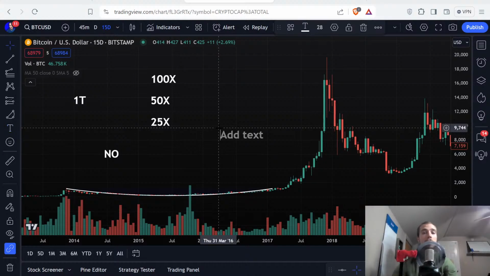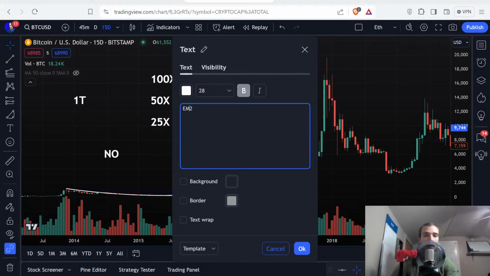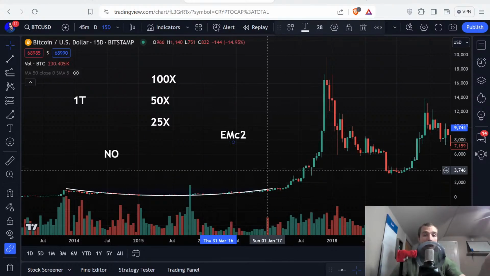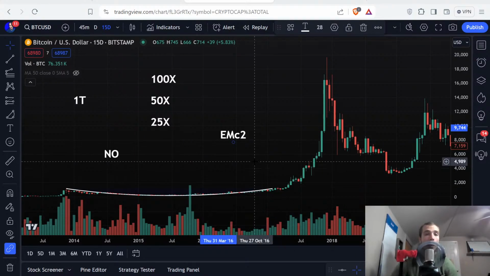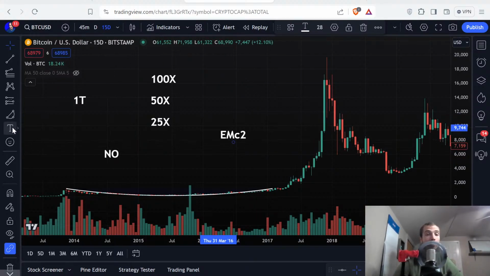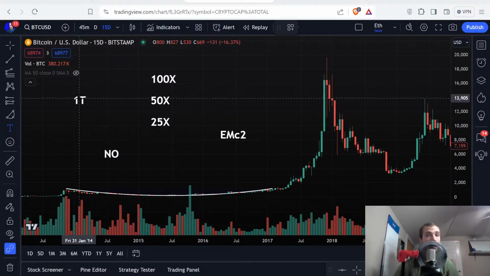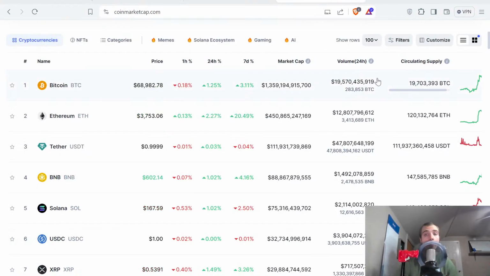The reason EMC2 did 100x last cycle, not last cycle, the 2017-like cycle, the reason that coin Einsteinium did 250,000% on Poloniex was because the market was basically nothing. It takes a lot of money to move markets, especially when there's $1 trillion in market cap. So no, Bitcoin is not going to 100x, you guys.